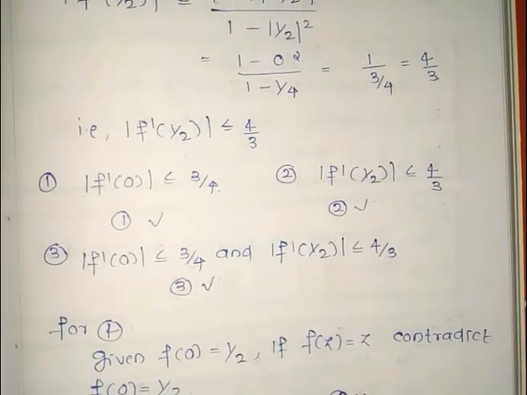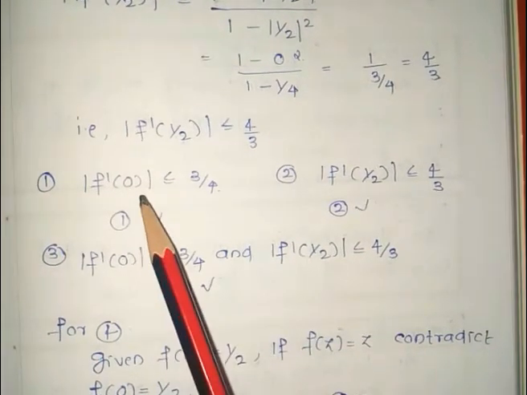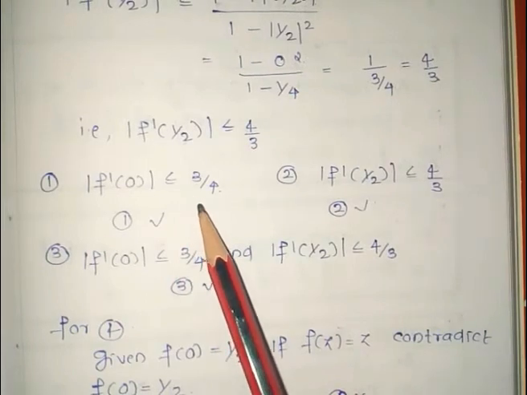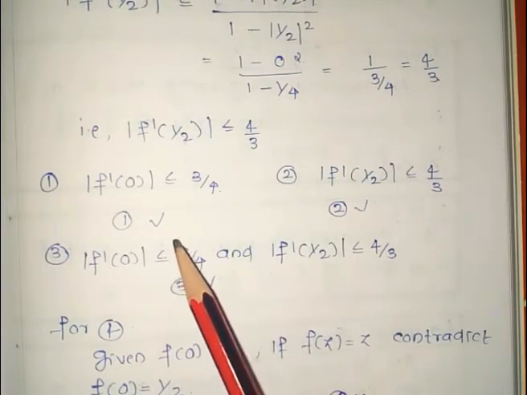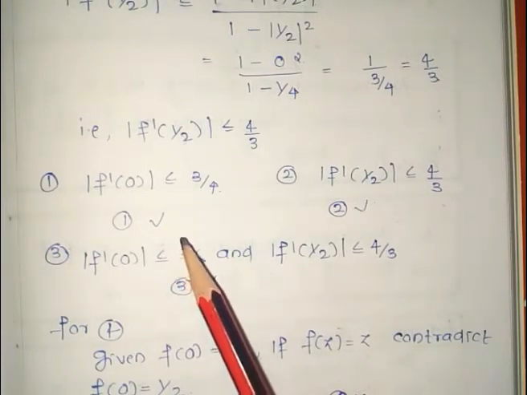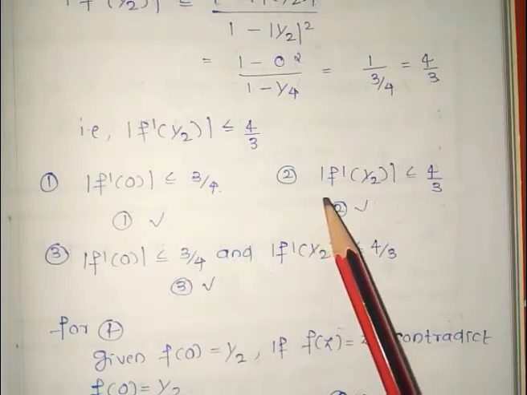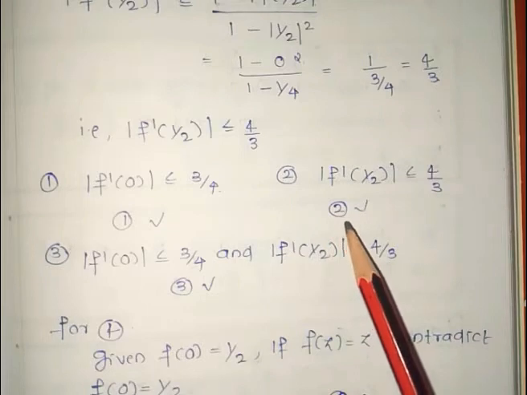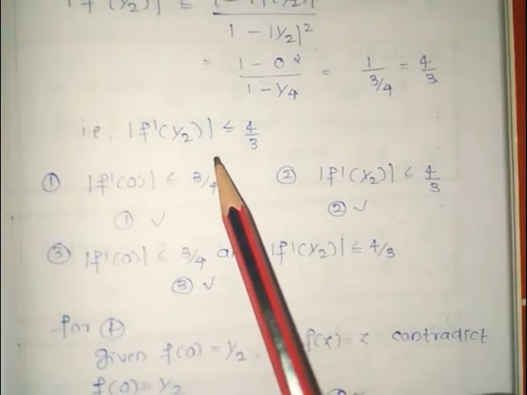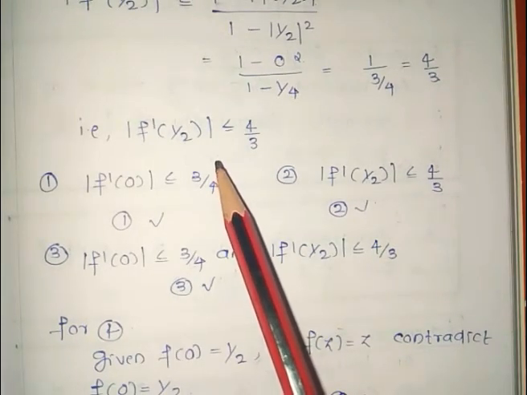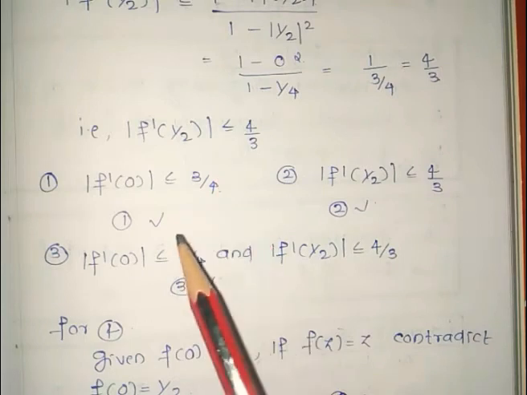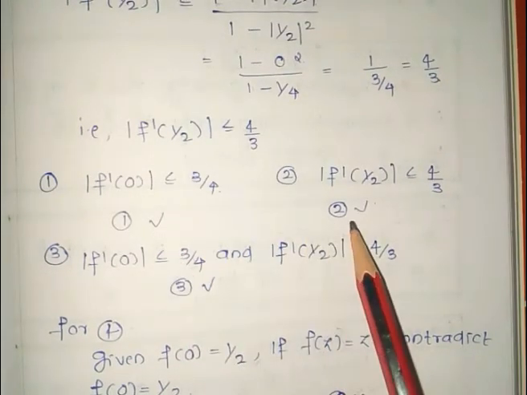Okay, our first option says that mod f dash of 0 is less than or equal to 3 by 4, which is a correct statement, because we get f dash of 0 less than or equal to 3 by 4. And our second option says that mod f dash of 1 by 2 is less than or equal to 4 by 3, which is also true. Therefore our first option is correct and second option is correct.